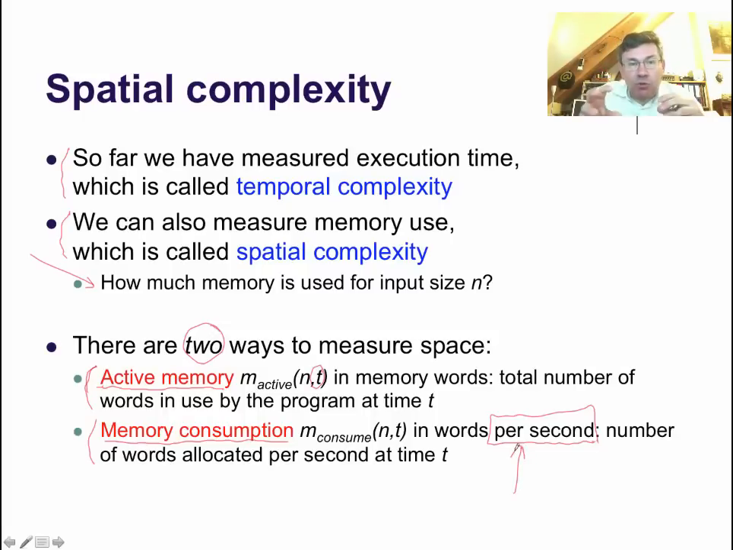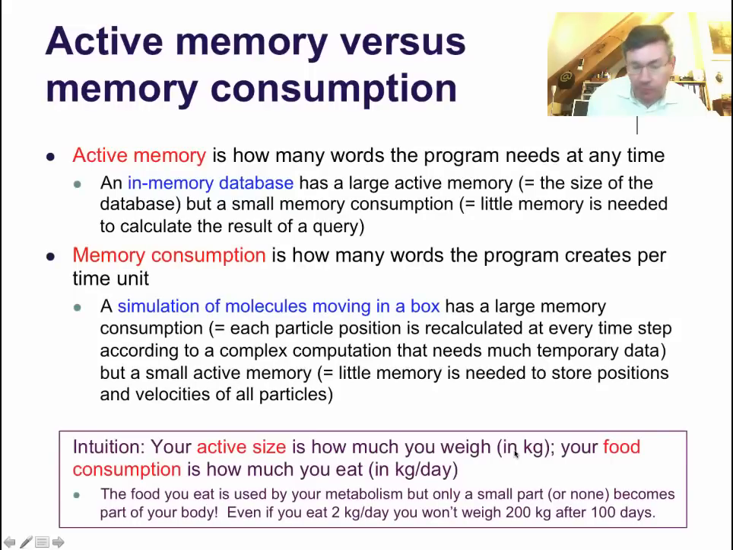When the program is doing computations that need a lot of temporary data, the memory consumption will be higher. When it needs less temporary data, the memory consumption will be lower. Let me give some examples to fix your intuition.